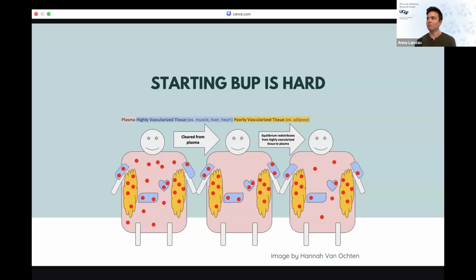And so here we have in the yellow, the poorly vascularized adipose tissue or the fatty tissues. In the blue, the highly vascularized tissues. And in the red is the plasma. And so compared to heroin where you smoke something or inhale it, it goes to the plasma, has its effects, gets metabolized and cleared. As you consume fentanyl chronically, it begins to accumulate in the fat stores.